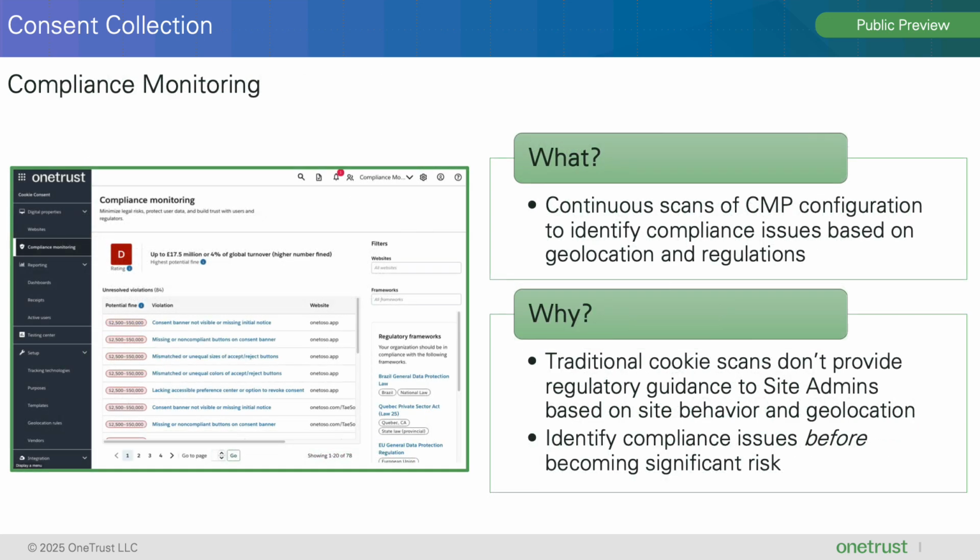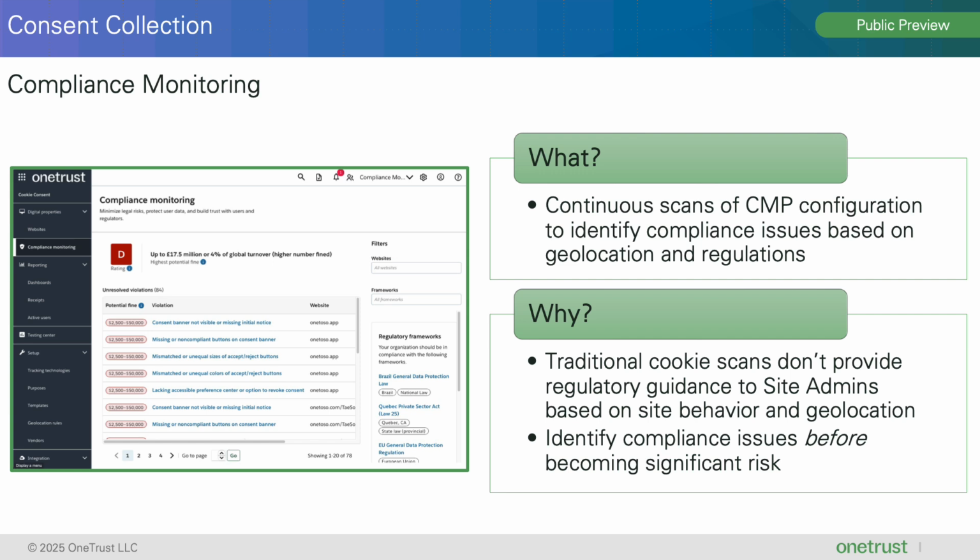So, where does compliance monitoring fit into a CMP? Compliance monitoring is a CMP native interface that continuously analyzes your website scans to identify privacy compliance issues based on geolocation and regulation. While OneTrust has historically discovered new cookies through recurring scheduled website scans as part of the CMP, compliance monitoring goes a few steps further by scanning for gaps between your CMP implementation and regulatory guidance.